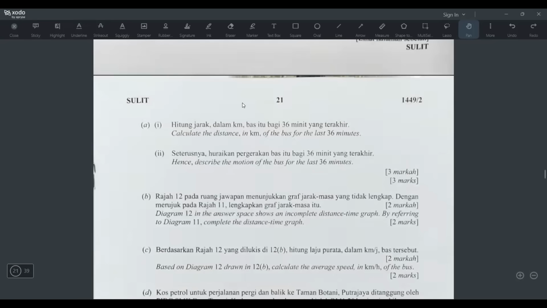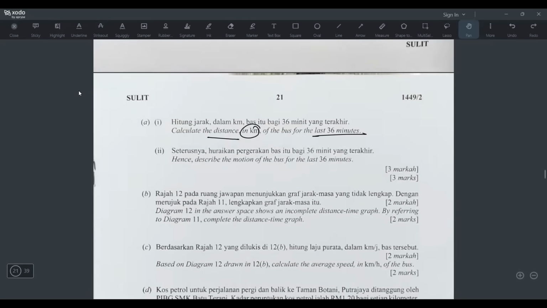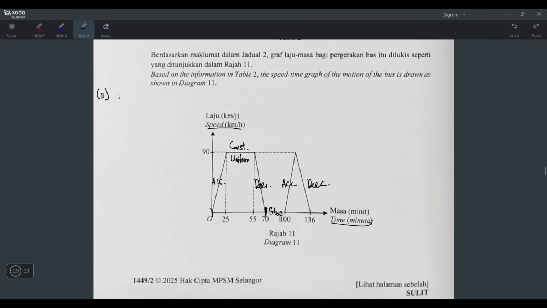So now we can see what they want down here. A1: calculate the distance in km of the bus for the last 36 minutes. So the question asks for distance in km for the last 36 minutes. So I'll do it up here. A1, I want to find distance, and it's for the last 36 minutes. So let's highlight the last 36 minutes. Where is that? Okay, 136 minus 36 will be here, right?